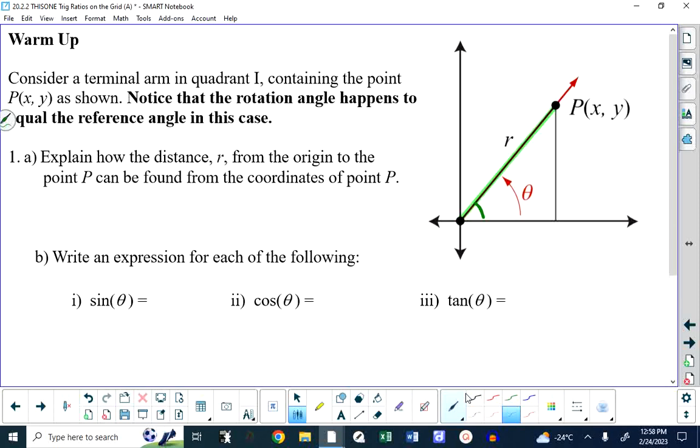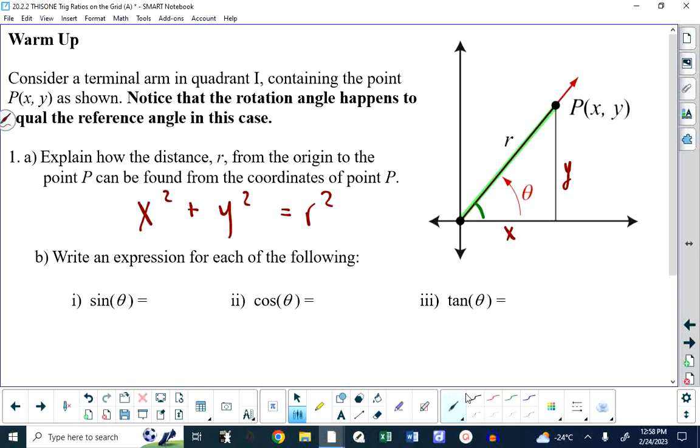You can see that this is x and this is y, and since we're dropping a line right down vertically to the x-axis, it's the Pythagorean theorem. It's a right-angled triangle. X squared plus y squared equals r squared. That's it.